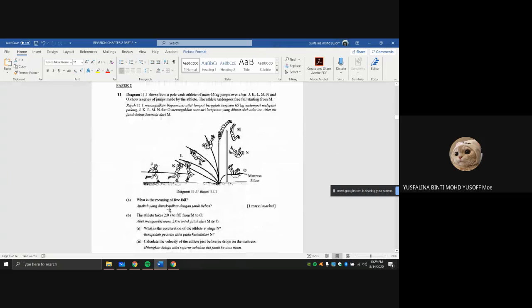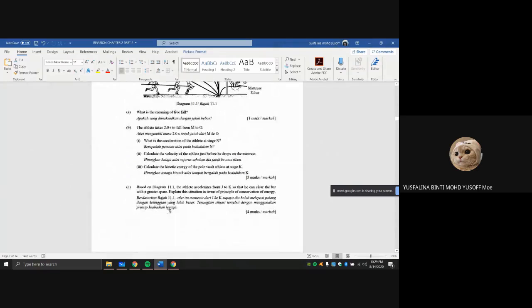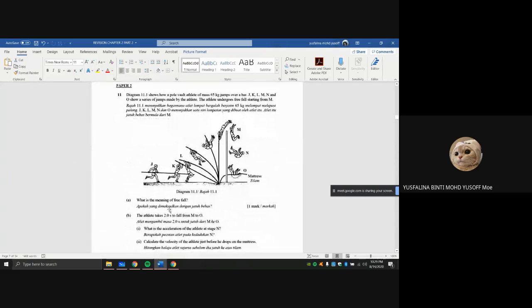Okay, so this is the last question before we stop. Alright, for paper 2. So what is the meaning of free fall? It is that an object falls due to the gravitational acceleration only. Okay, object falls due to the gravitational acceleration only.